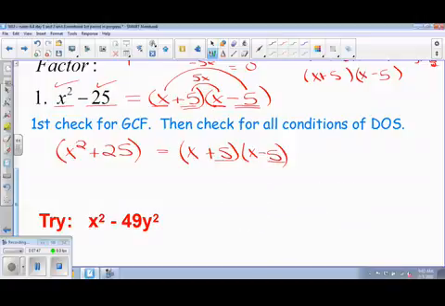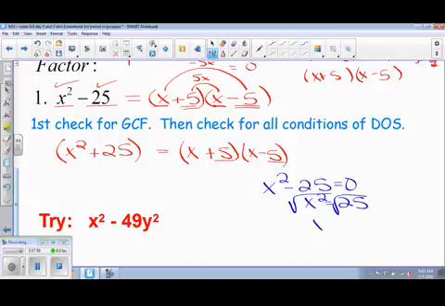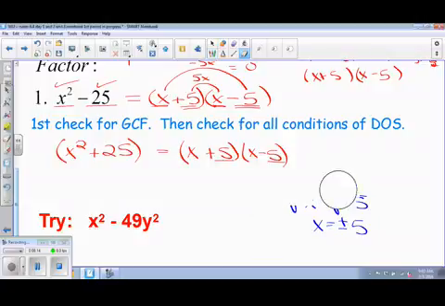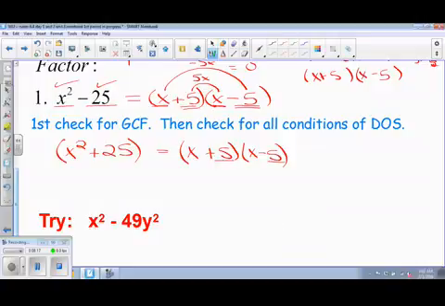Likewise, x squared minus 25 equals 0 can be solved the same way. If we move 25 over, we get x squared equals positive 25. Then we take the square root of both sides. We have x equals plus or minus 5, which is what we're doing here. If you set each one of these factors equal to 0, x would be equal to positive 5 and x would be equal to negative 5. So I don't want y'all to forget the big picture. Factoring leads us to solving these equations.